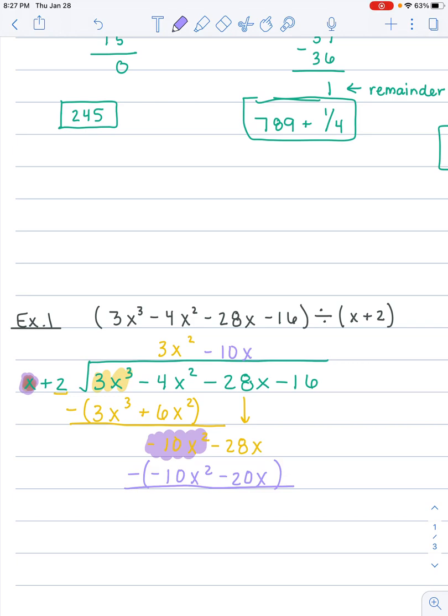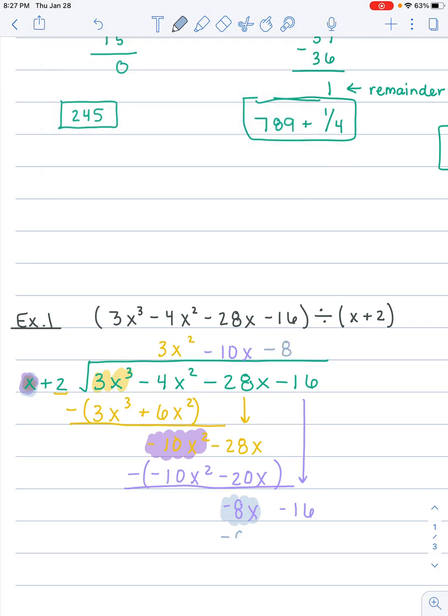Negative 10x squared minus a negative 10x squared is 0. Negative 28x minus a negative 20x is a negative 8x. Drop down your next term. We've got negative 16. Final time around here. We're going to make this x match up with negative 8x.